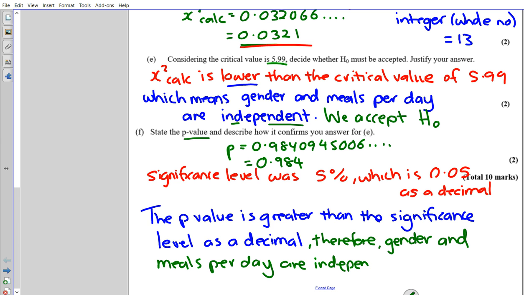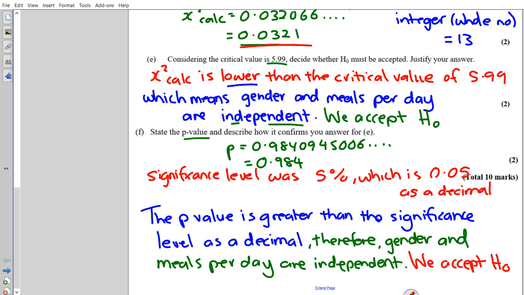And like we said before, we can also add we accept H0, so we accept the null hypothesis, and we reject the alternate hypothesis, H1. So that's one set of chi-squared questions all done, and that covers a lot of chi-squared, but we probably want to just try one more.